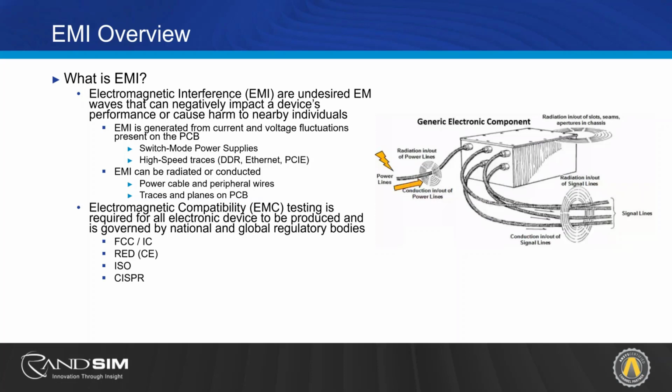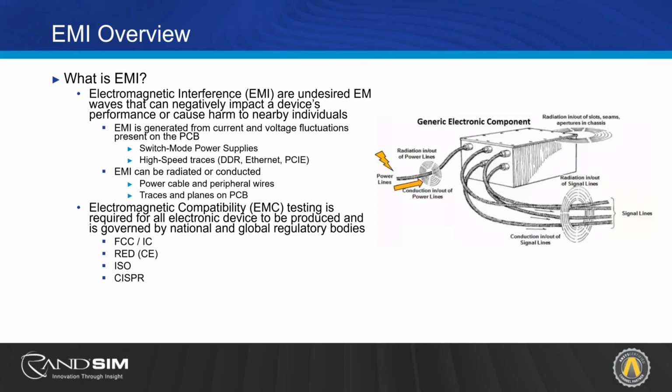Things that are going to cause radiated emissions on your board are typically traces that are often routed on external layers, as well as large planes on the PCB. And conducted emissions typically propagate exclusively on wires or cabling.